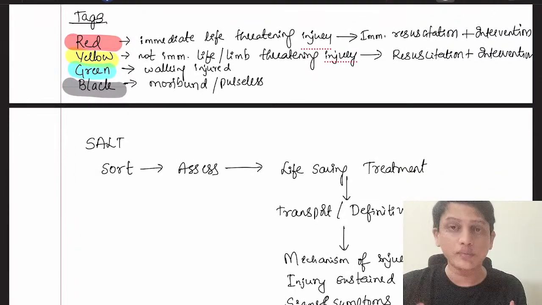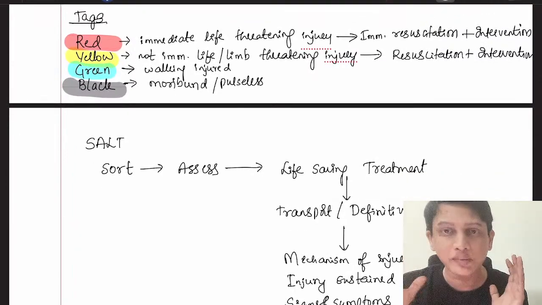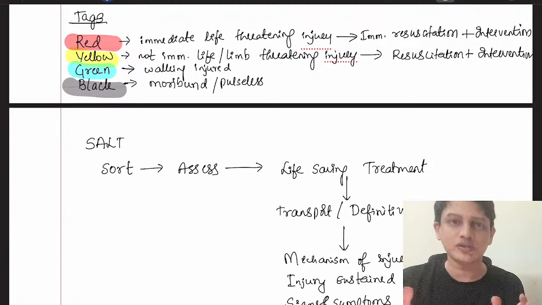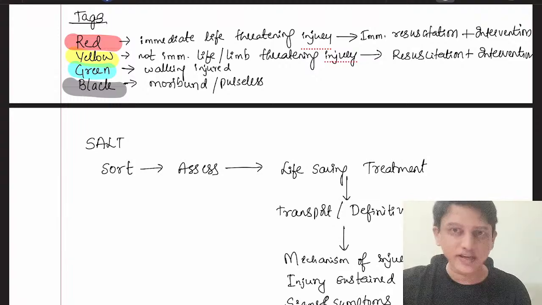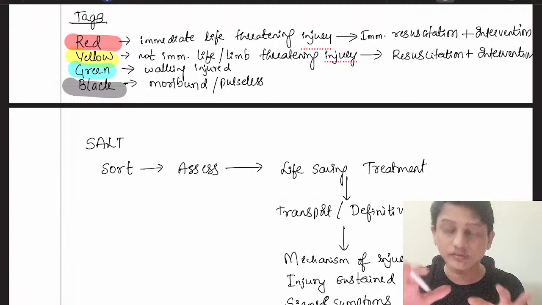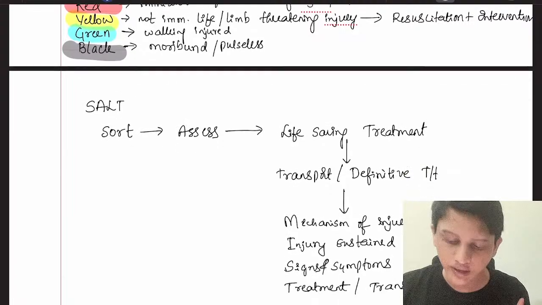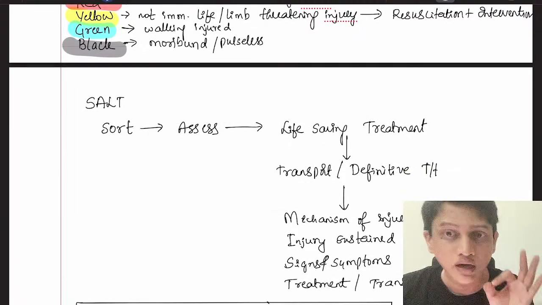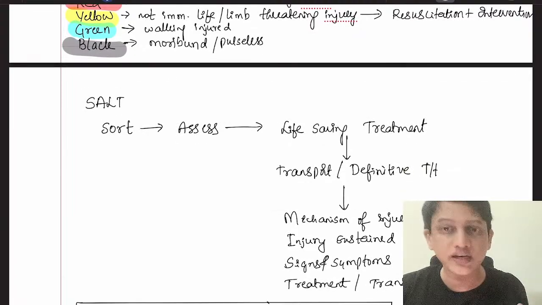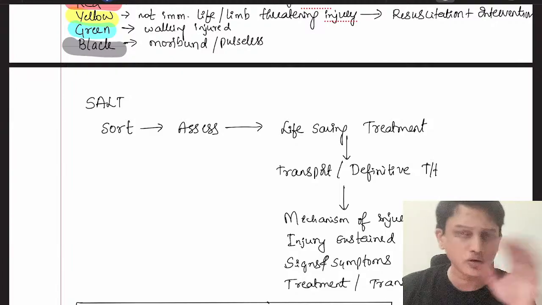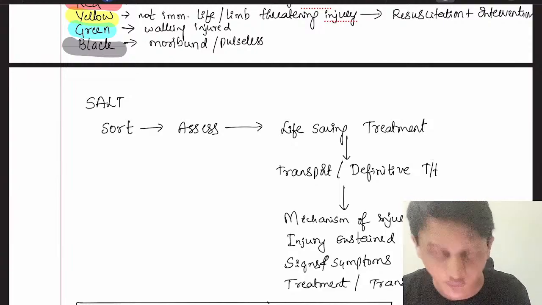Then how to go about it, the approach, you can easily remember by the mnemonic SALT. What is SALT? When a multiple injured patient comes, you have to do SALT. First you have to sort, the tagging I told. Then you assess patients one by one, and start delivering life-saving treatment. Life-saving treatment means resuscitation, at least primary aid, the first aid you have to give wherever the patient is, in a primary health center, CHC or wherever it is.